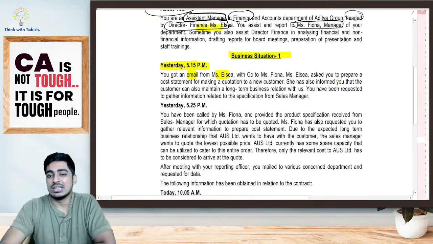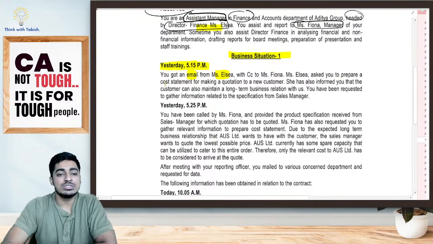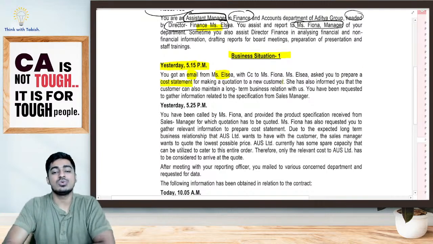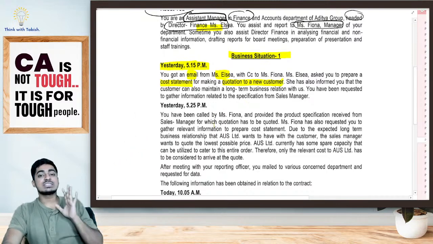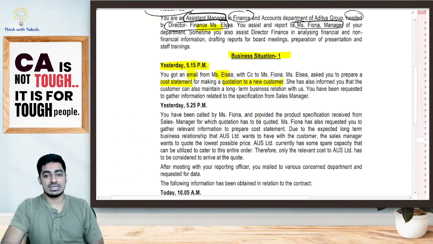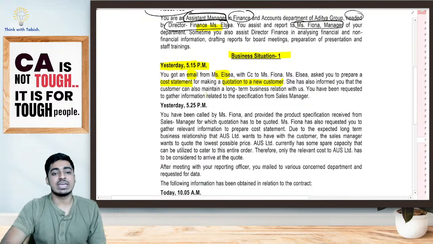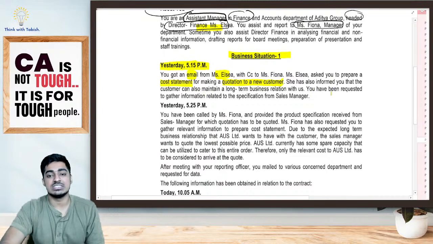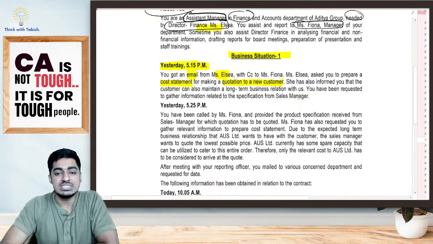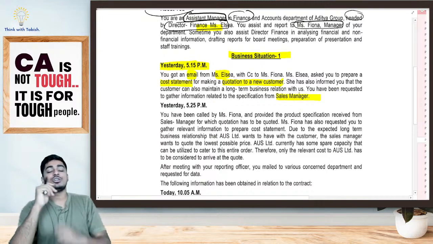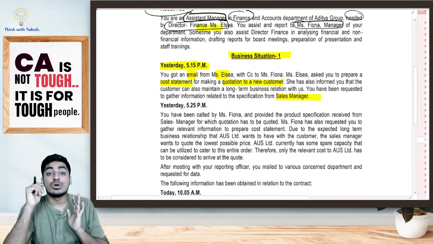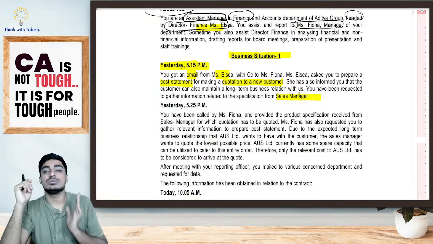With CC to Fiona, she asked you to prepare a cost statement for making a quotation to a new customer. A new customer has come, so we need to make a quotation. She has informed you that the customer can also maintain a long-term business relationship. You have been requested to gather information related to specification from the sales manager. So, yes, we need to make a quote. For that, we need to calculate what all cost we are incurring to cater to this customer.